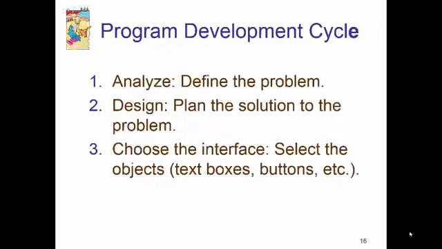So then we talk about the program development lifecycle. The first step is to define the problem. We analyze our problem. The second step is to design the solution. We want to plan what our program's going to do, how it's going to ask for data, what it's going to do with the data that it's been asked for, and then how it's going to display to the user. Then we want to choose our interface. We want to select the objects that we're going to use to get input from the user and to tell the user to continue on.